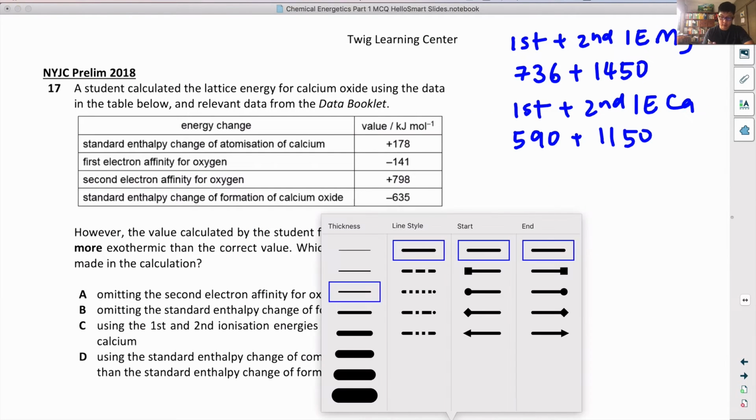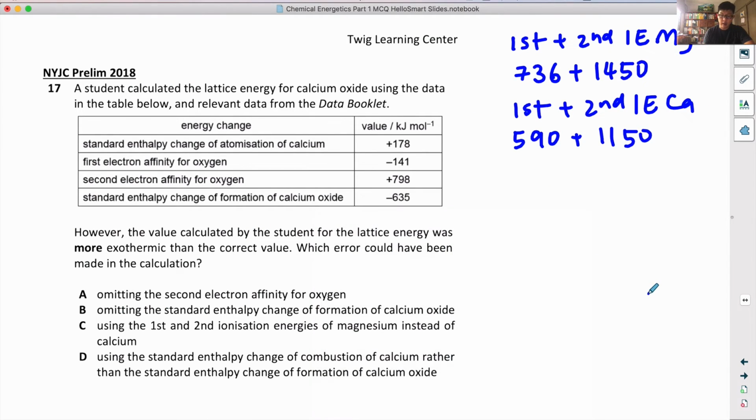So I wrote something here already, because I need you to use it. This question is a bit tedious, but they want you to be able to see the entire Born-Haber cycle. A student calculated the lattice energy for calcium oxide using the data below and relevant data from the data booklet. However, the value calculated by the student for the lattice energy was more exothermic. So which error could have caused it to be more exothermic?